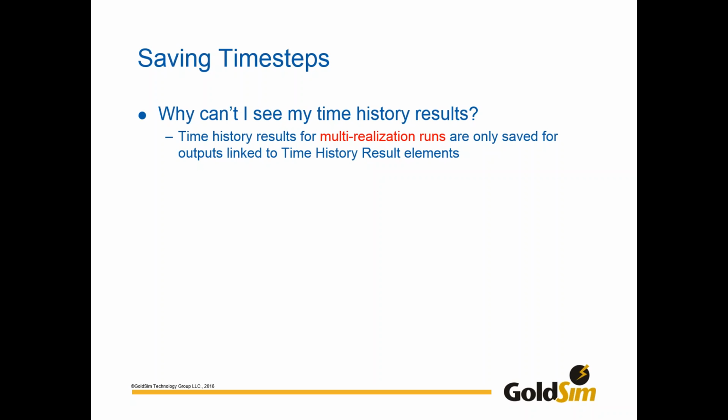If you want to look at a result with multiple realizations. If you only run a single realization, we save everything by default. But if it's multiple realizations, we're only saving time histories for things that are hooked to time history result elements.